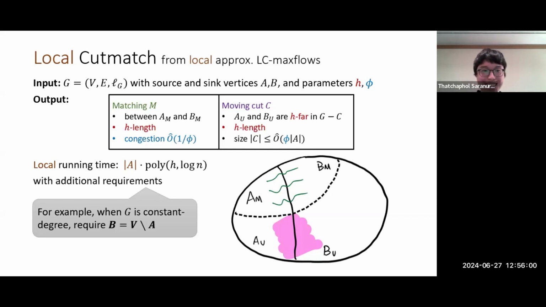Okay, then we just conclude a bit on this cut-match part. If you didn't follow this algorithm, that's fine. You just remember that we have some algorithm that matches something and cuts something with a small cut.